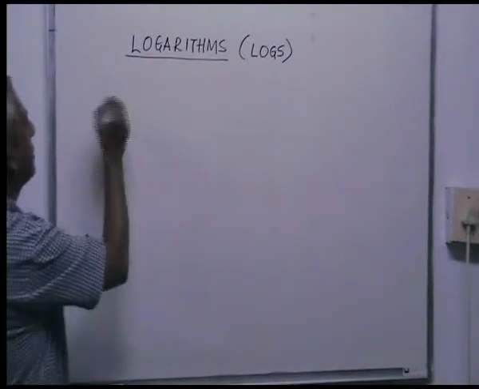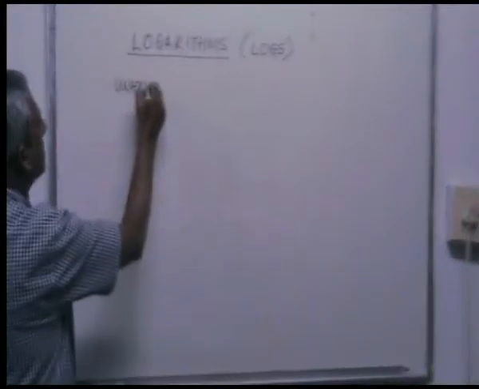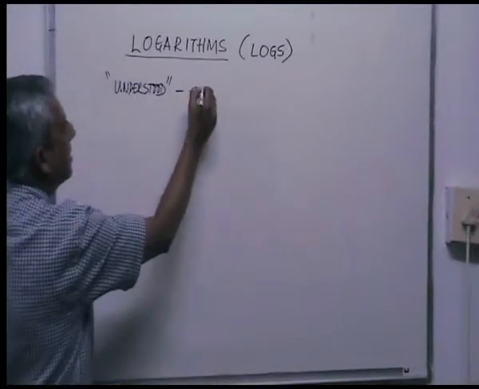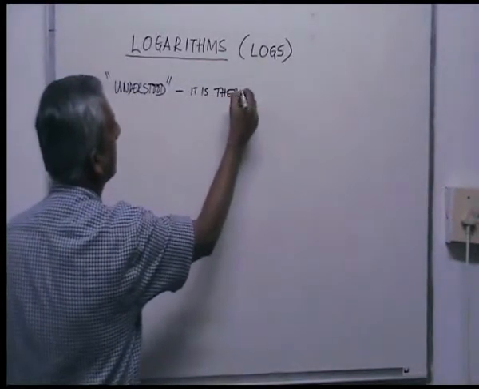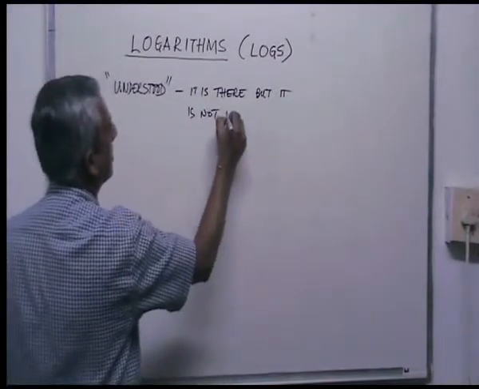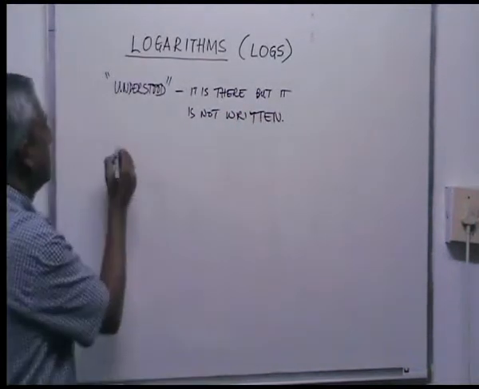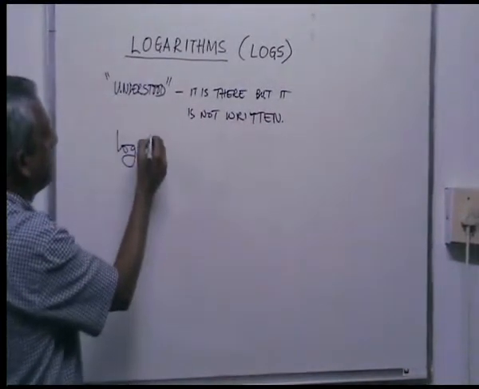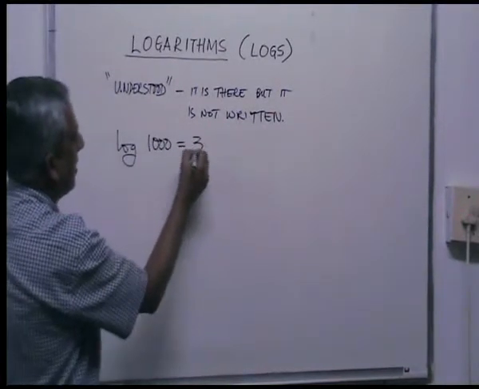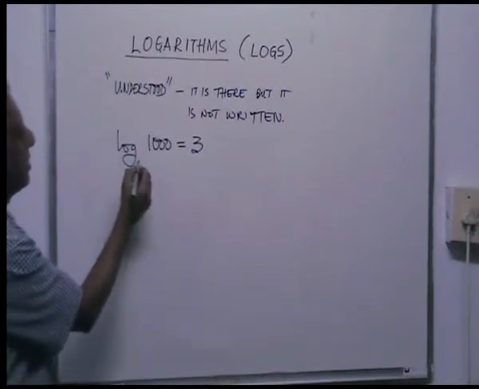Now what we're going to do, we're going to show you something special about logs. In other words, something that is understood in logs. Understood means it is there, but it is not written. So in logs, if the base is 10, for example, the log of 1000 is equal to 3. If you look at this, the base is not written. Well, the truth is the base is understood.